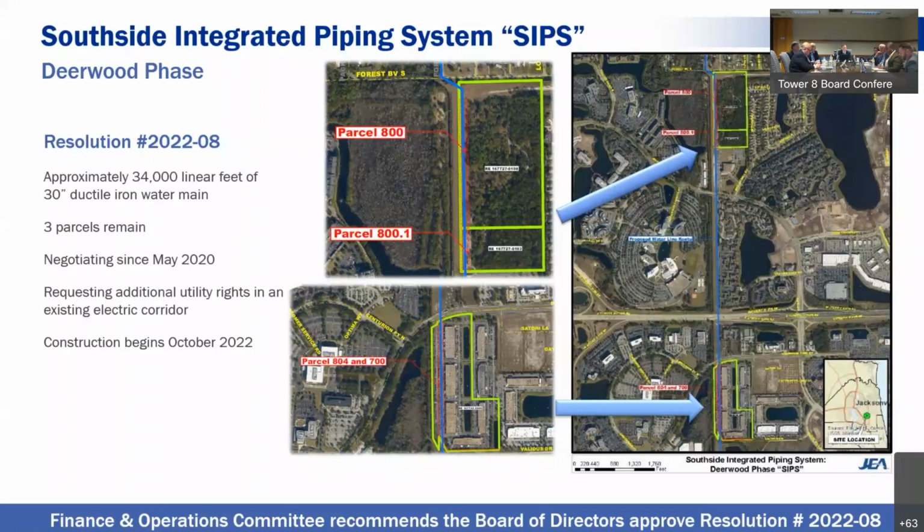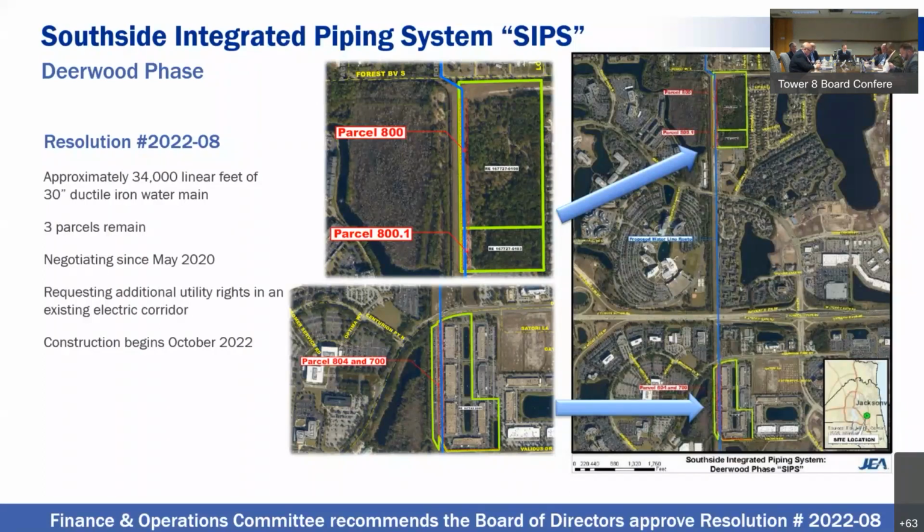We're seeking eminent domain on 3 parcels for this project at this time to obtain water and sewer rights in the eastern 75 feet of the existing utility corridor. We've been negotiating on this project since May of 2020, and we're at this point to seek approval for eminent domain to alleviate any potential construction timeline issues because construction is supposed to begin in October of 2022.